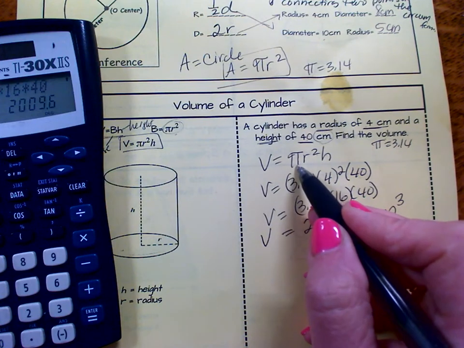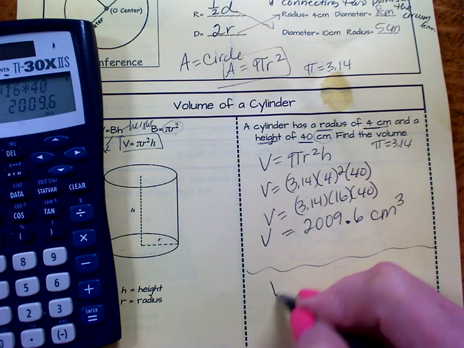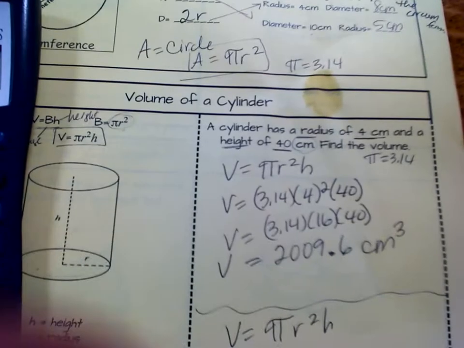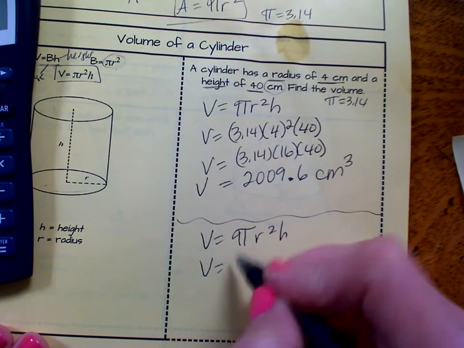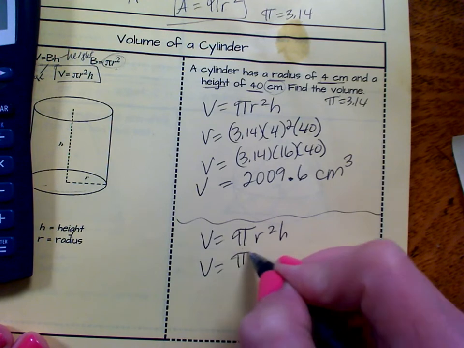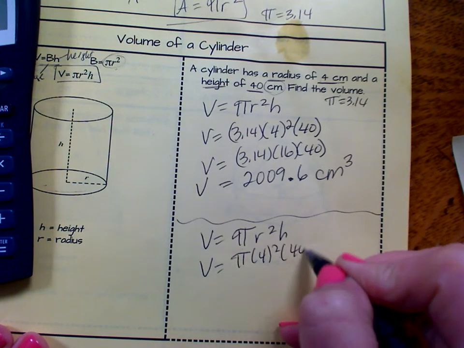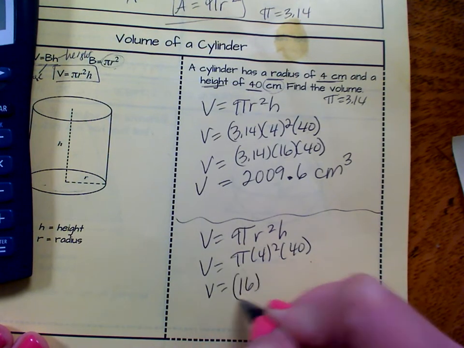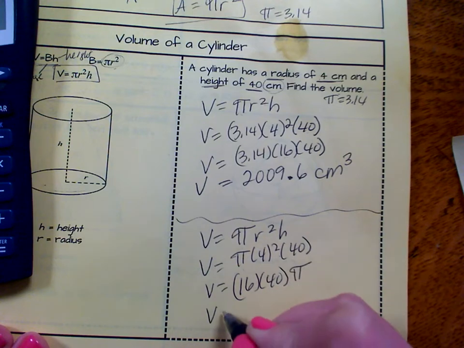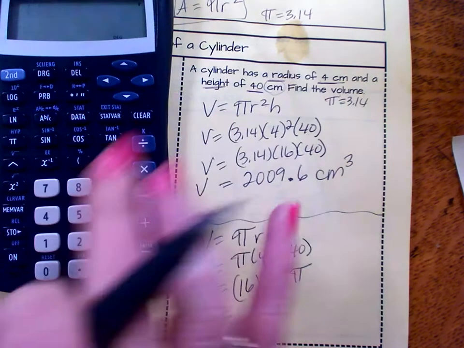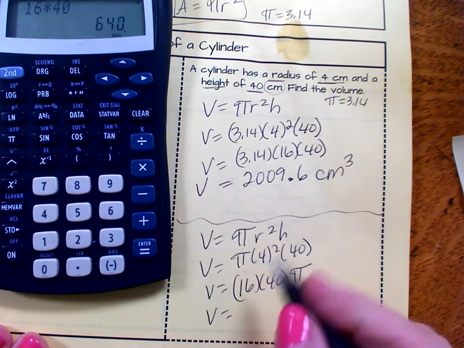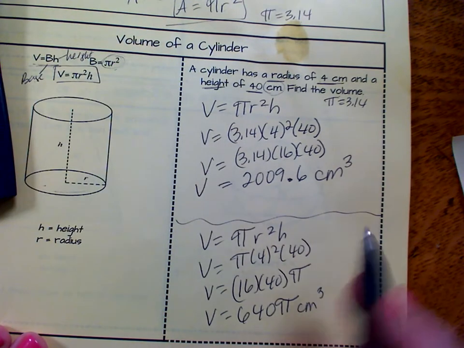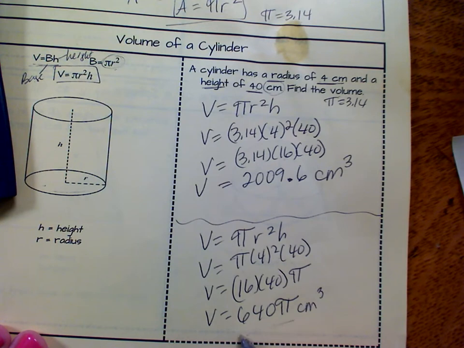Here's another way to leave it in pi format, just in case you ever see this. Meaning they did not change pi to 3.14. They leave the pi, and then they do the radius squared times the height, which then a lot of times they'll move the pi to the end. They'll put all these numbers in the front. So you're saying 16 times 40 pi, and then you're doing 16 times 40, 640 pi centimeters cubed. This answer is definitely more exact.